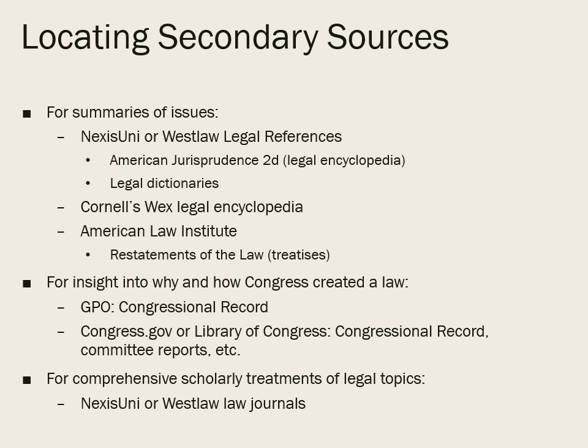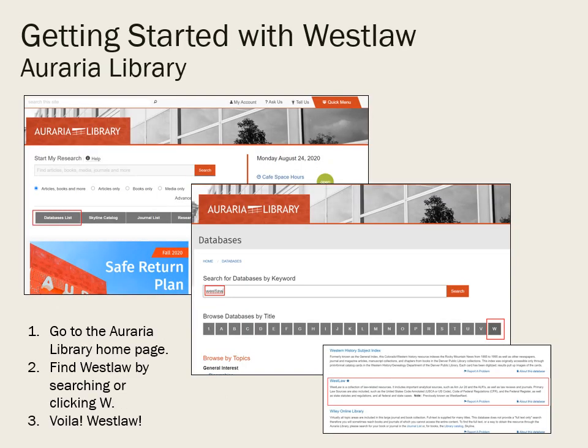So the slides here are going to right now focus on Westlaw, not Nexus Uni. In my opinion, for legal research, Westlaw is always better. It's easier to use, it's more intuitive, it's less cluttered. You can also find secondary sources online, often via free websites such as Library of Congress or Congress itself, or the GPO, which is the Government Printing Office.